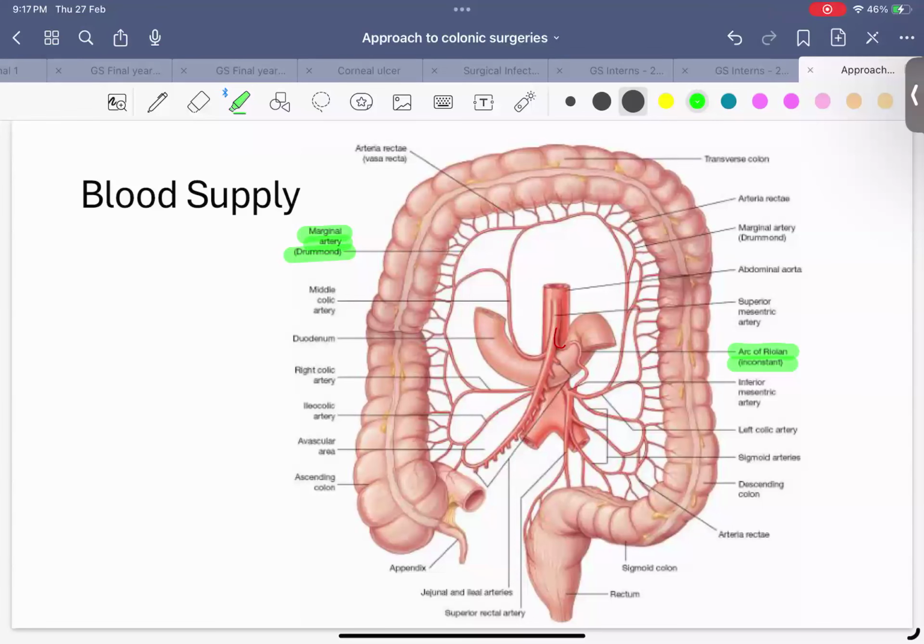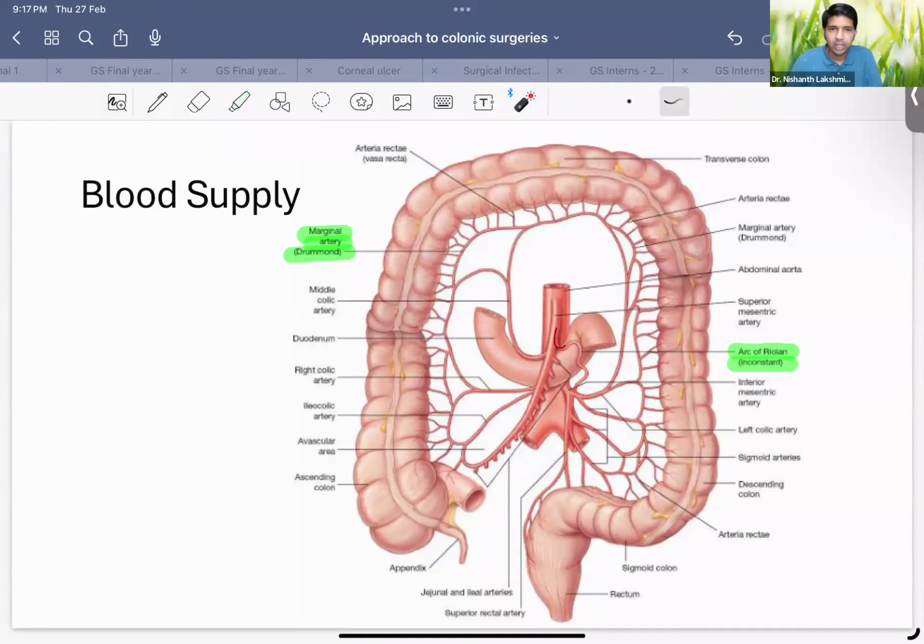Yes. So in such scenarios, if you are lucky and the patient is lucky, this anastomosis between the SMA and the IMA can sometimes provide the vascular supply to keep that area of the bowel viable. Okay. So that is the importance of arc of Riolan.